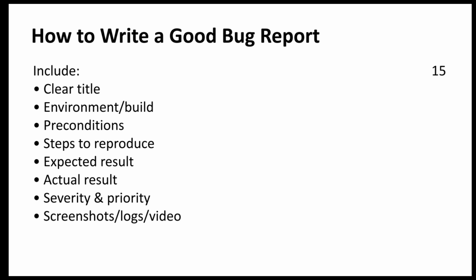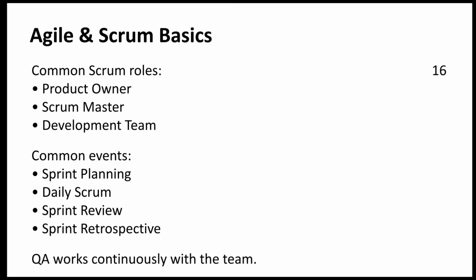Now, let's move from testing concepts to something you'll commonly see in real projects, Agile and Scrum. In Scrum, the product owner manages business requirements and priorities. The Scrum Master supports the Scrum process, while the development team works together to deliver the product. Common Scrum events include sprint planning, daily Scrum, sprint review, and sprint retrospective. As a QA, you're involved throughout the sprint from understanding requirements to testing, reporting defects, retesting, and regression.